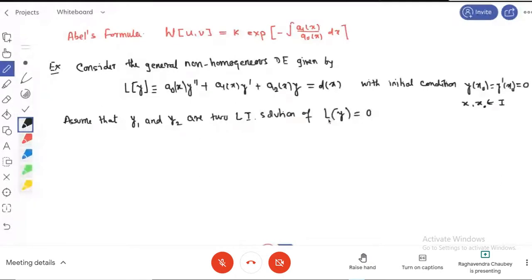So if y1, y2 are the solutions of this homogeneous differential equation, and if we let y denote a solution of the given non-homogeneous differential equation, Ly equals d(x). This means y1, y2 are the solutions of the homogeneous equation, Ly equals 0, and y is the solution of the non-homogeneous one. So we are interested in finding the value of y.